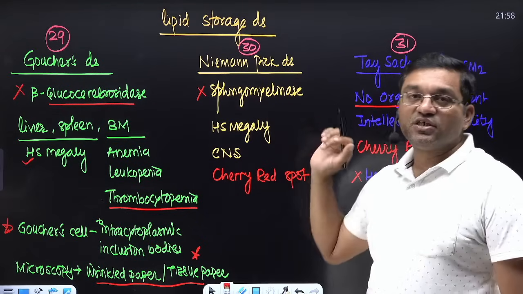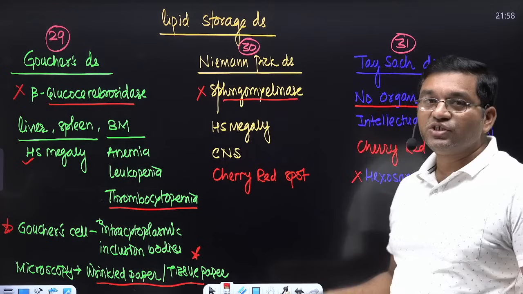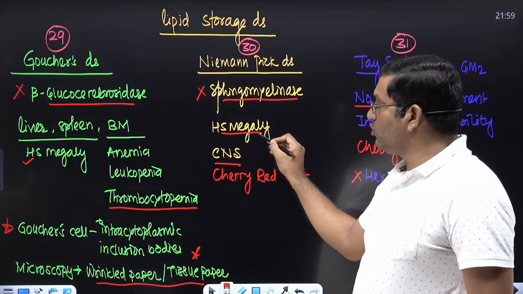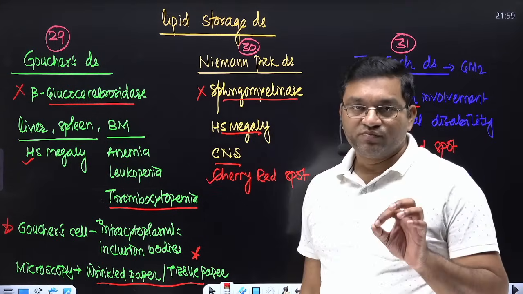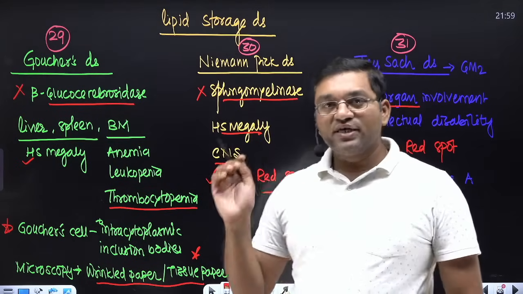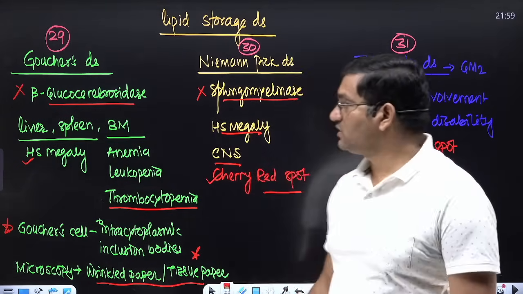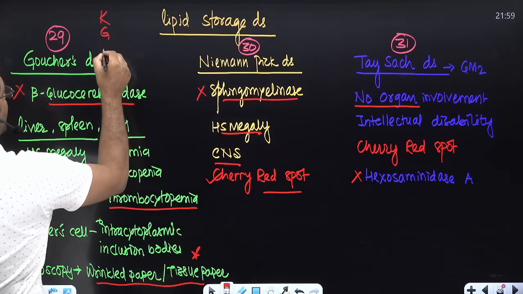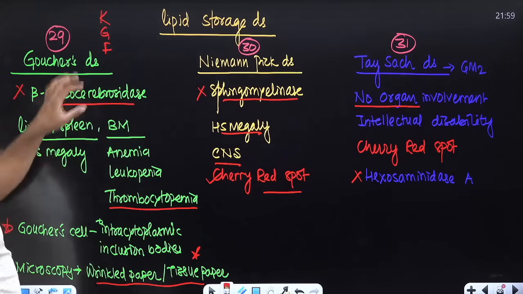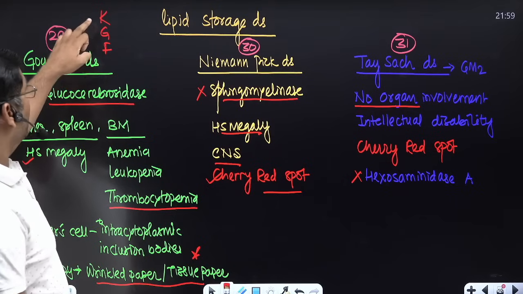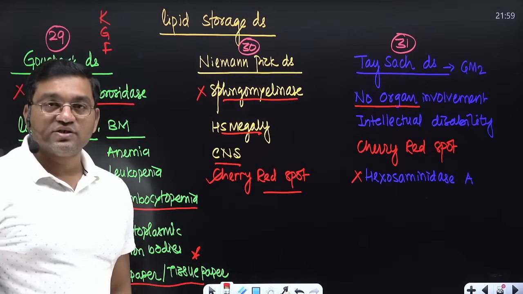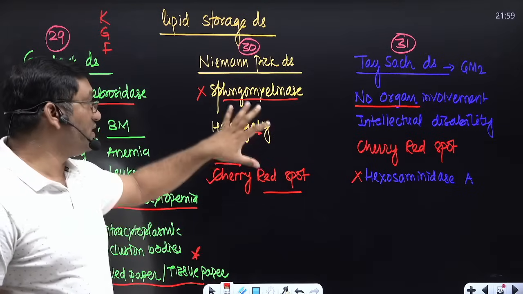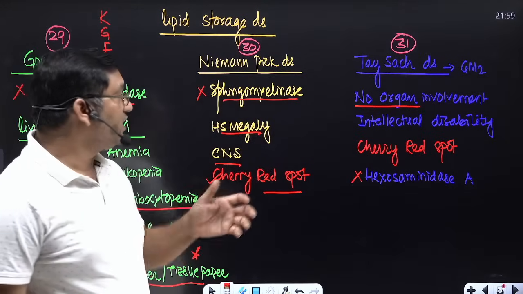Now Niemann-Pick disease is due to a defect in sphingomyelinase. There is accumulation of sphingomyelin, specifically in the nervous tissue, and that causes CNS manifestations and hepatosplenomegaly. And there is a cherry red spot on the macula. In all lysosomal storage disorders there is a cherry red spot on the macula except KGF: Krabbe's disease, Gaucher's disease, and Fabry's disease. In all other disorders, there is a cherry red spot on the macula. So hepatosplenomegaly, cherry red spot, and CNS manifestations are there because of accumulation of sphingomyelin in Niemann-Pick disease.